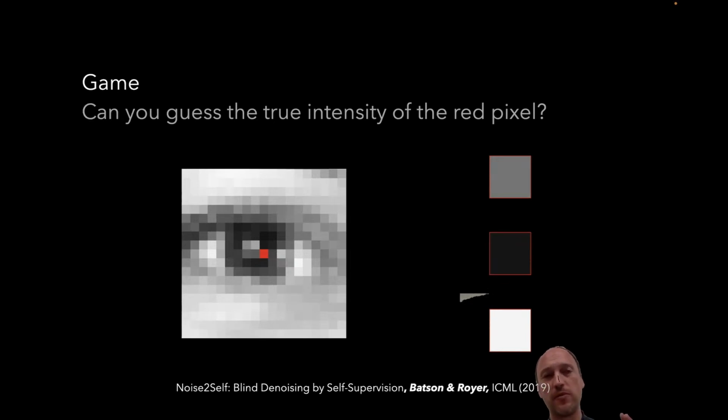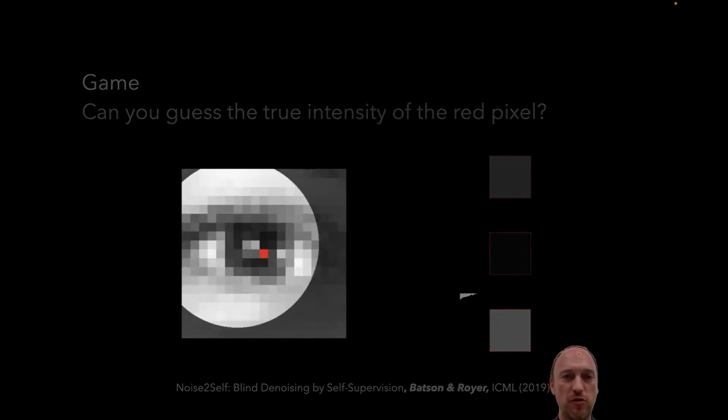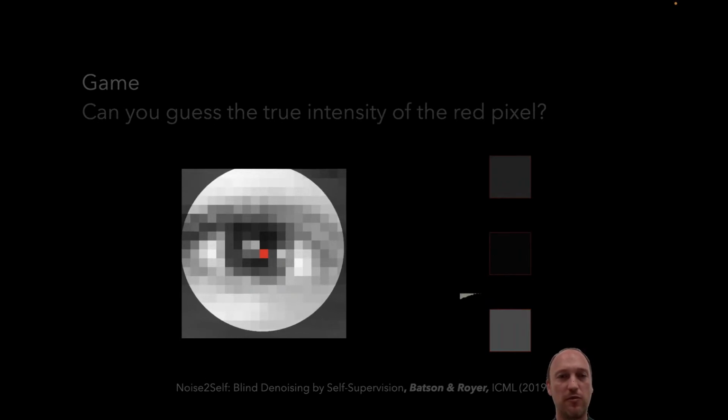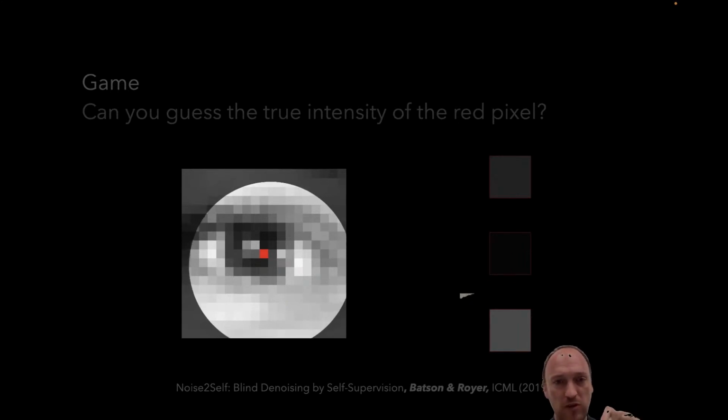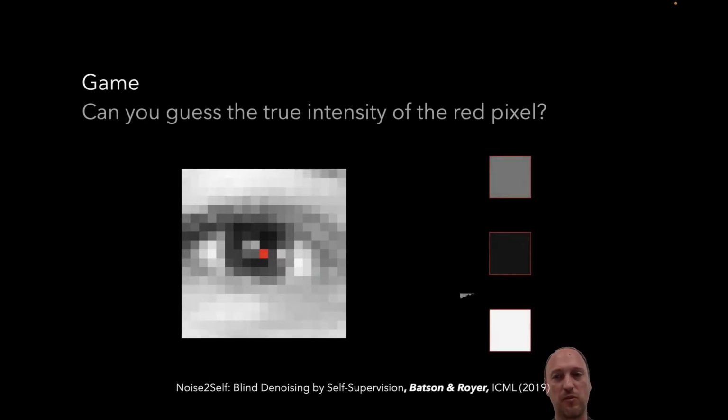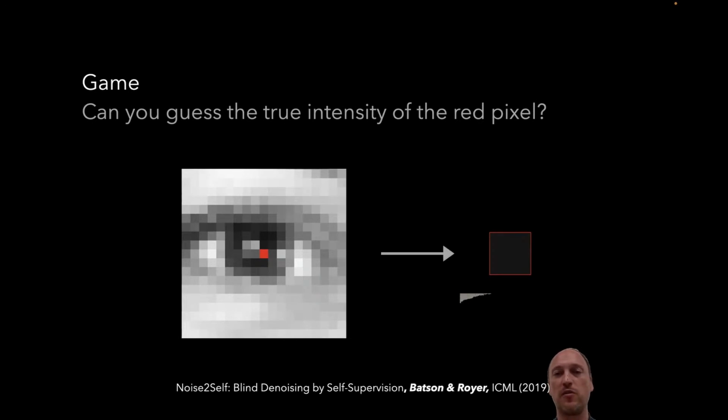So here's a game. Can you guess the true intensity of the red pixel in this image? I'll let you think a little bit about it. Pick your guess. And I guess you can try to use not just the red pixel, of course, because that doesn't carry any information because I'm hiding what the real pixel value is, but you're probably using something around it, right? Some of the pixels around it. And so if you are good at guessing, you would have probably guessed that this is the most likely color of that pixel. And the question is really how you've done that.